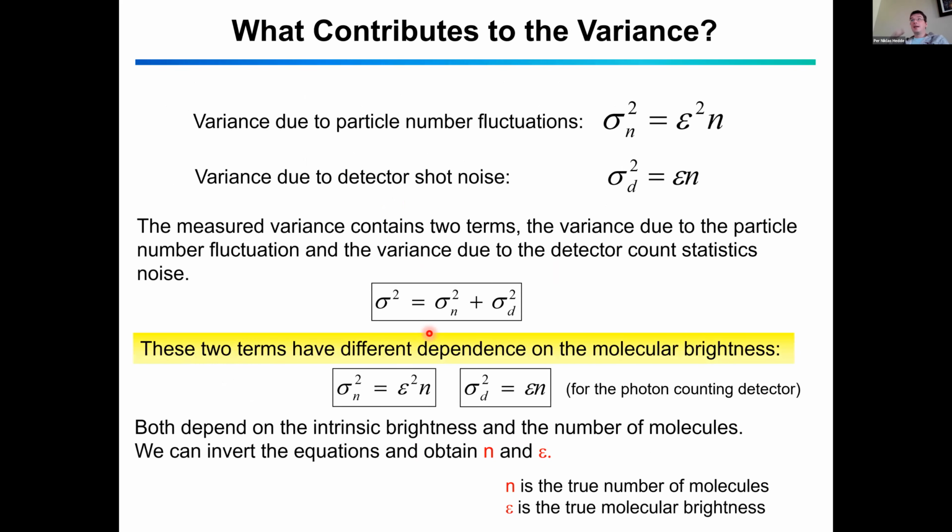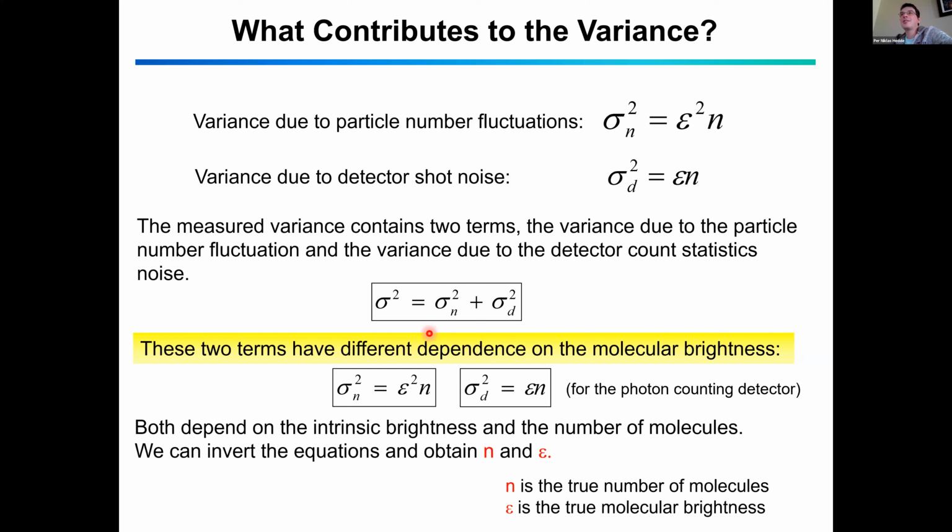Okay. What contributes actually to the variance that we are quantifying? Well, there are two major contributions. One is the variance due to particle number fluctuations, and this is what we want to measure, what we want to get in the end. And this is equal to the brightness of the particle epsilon squared times the number of particles that we have.